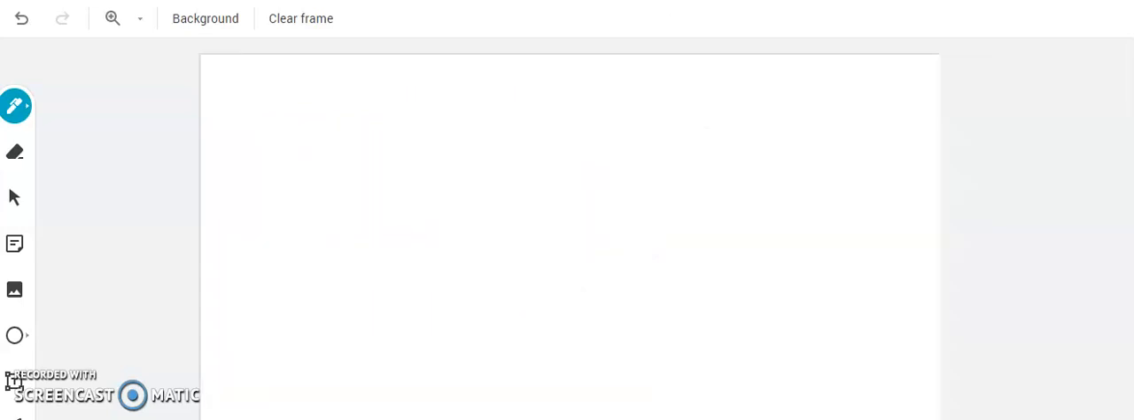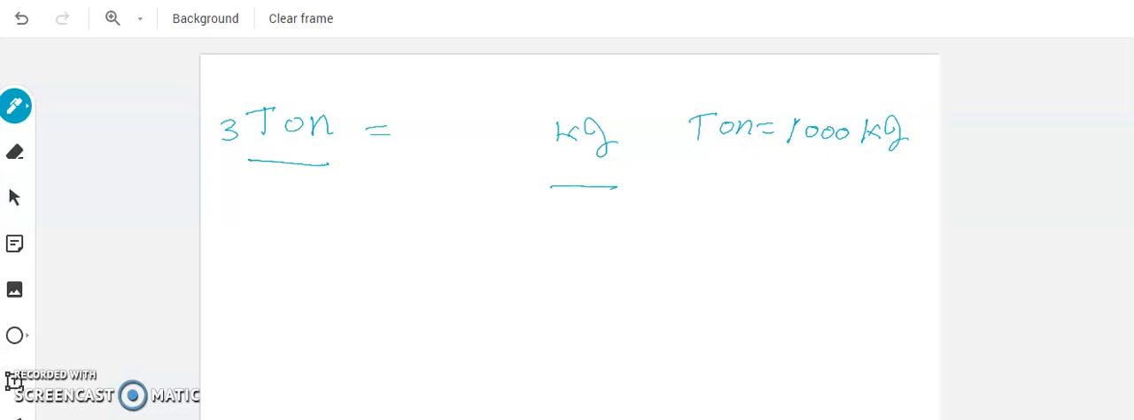Another application here for the ton. We have here 3 tons and you want them in kilograms. We said before 1 ton equals 1000 kilograms. So ton is a very big unit. You want to convert it to a smaller unit, which is kilogram. So we multiply 3 times 1000 equals 3000 kilograms.